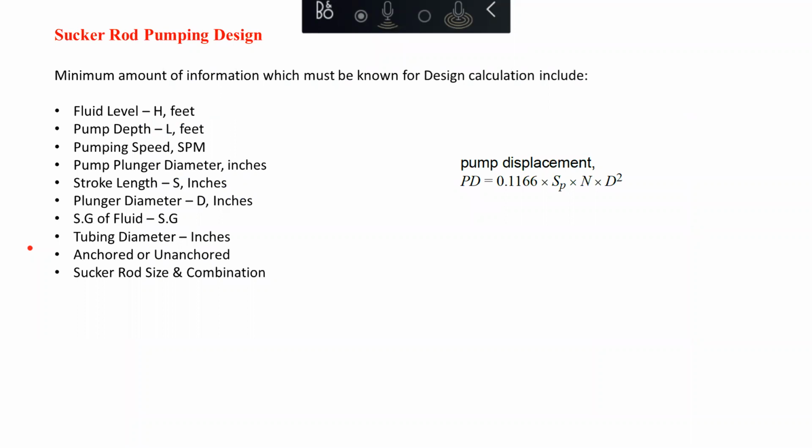And for sucker rod pumping design, we will need this minimum information: the fluid level, the pump depth, the pumping speed, your plunger diameter, your stroke length, your specific gravity of the fluid, tubing diameter, whether your tubing is anchored or unanchored, and the sucker rod size and combination. So basically, from your pump displacement formula, if you know how much you are going to unload, you will be able to decide the SPM, your stroke length, and your pump diameter.